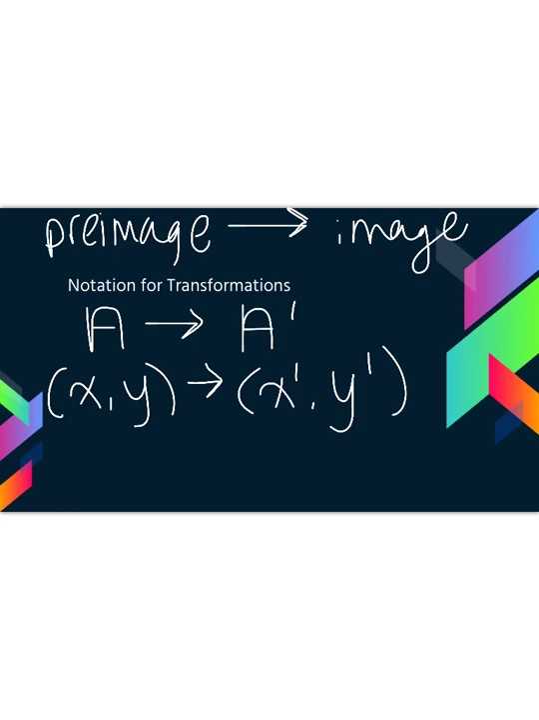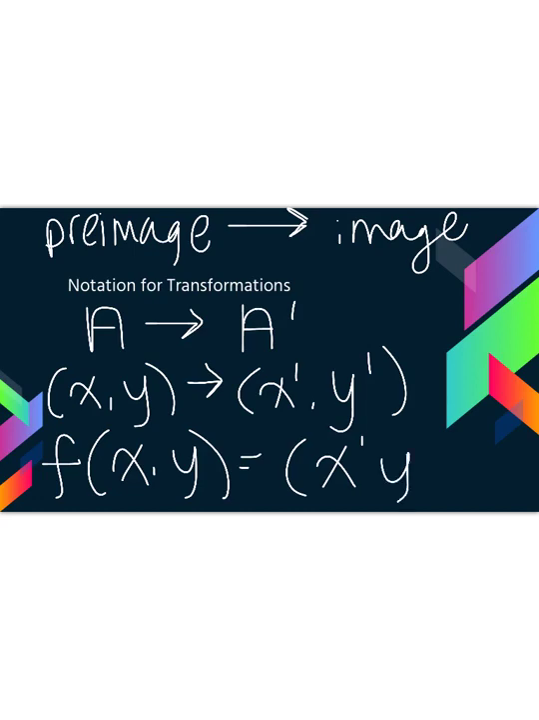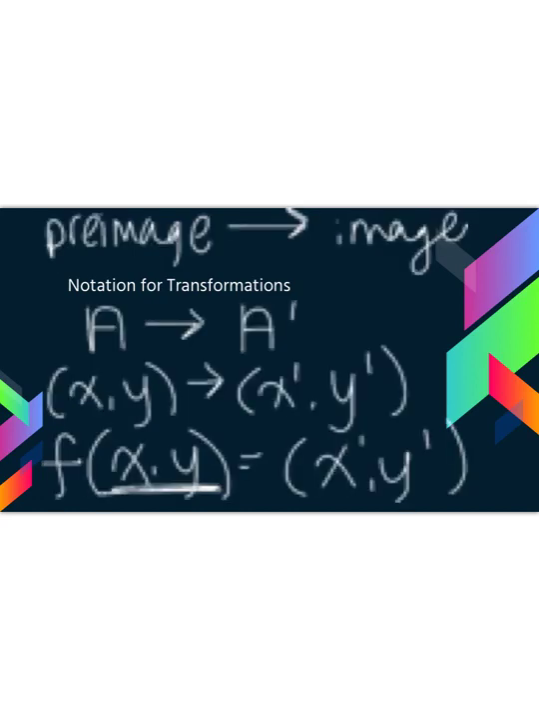You can also use a function rule to show transformation. And so that'll be f of x, y equals x prime, y prime. Notice that in this case you have two values going in as your inputs, and that's because we're dealing with coordinates. So just having x being the input wouldn't be enough because we're moving x and y coordinates.